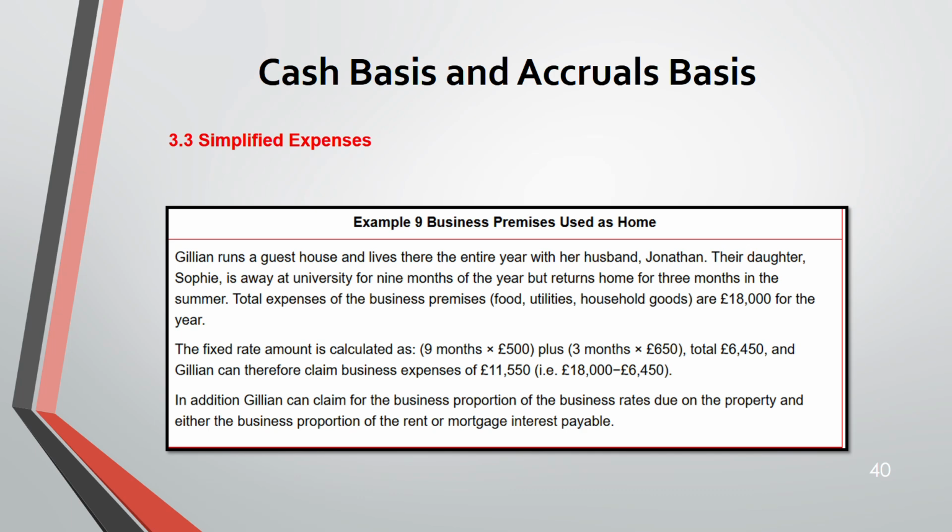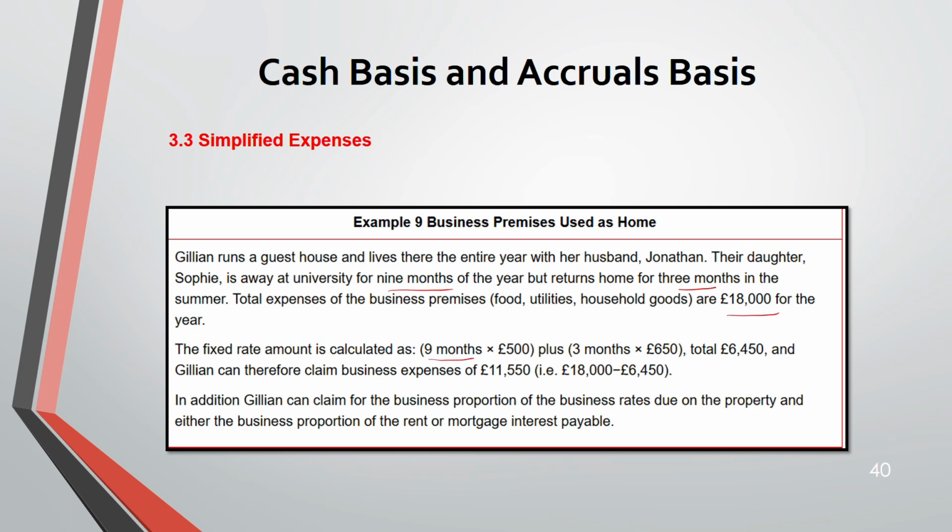Here, business premises used as home. So Gillian runs a guest house and lives there the entire year with her husband Jonathan. Their daughter is away at university for 9 months but returns home for 3 months in the summer. Total expenses are given as 18,000. The fixed rate amount is calculated as, remember how many people? It's 1, 2 and 3. Since there are only husband and wife.